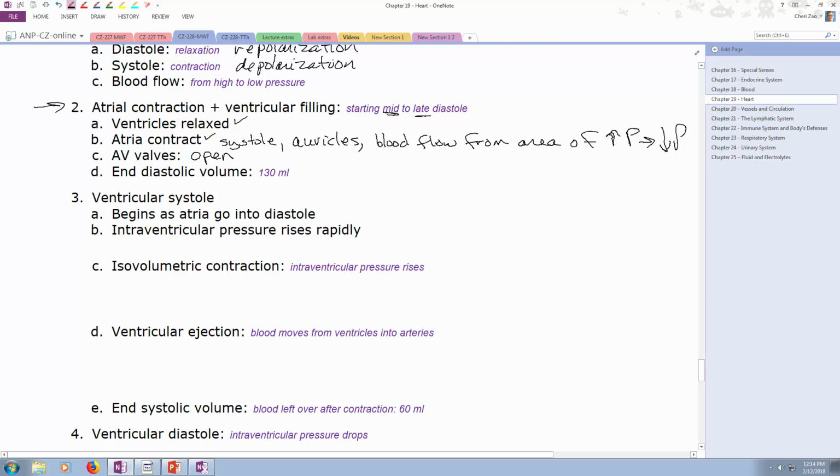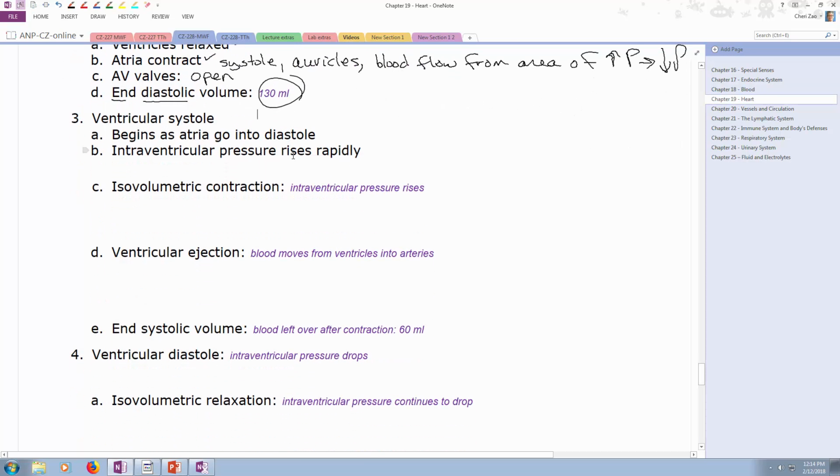And at the end of atrial contraction and the end of ventricular filling, we will have an end diastolic volume of only 130 cc's or mLs. That's a little over 4 ounces of blood. Will be in either ventricle. We've already discussed both ventricles have to fill the same amount because we can't have one shorter than the other, otherwise it will impact the other pump later on.